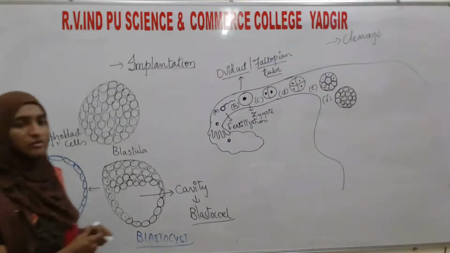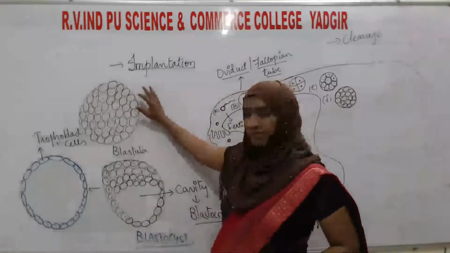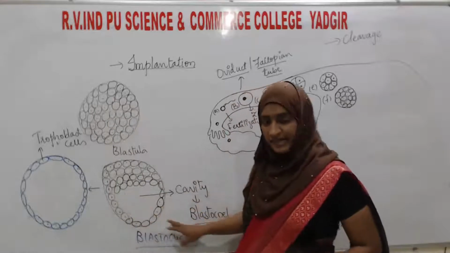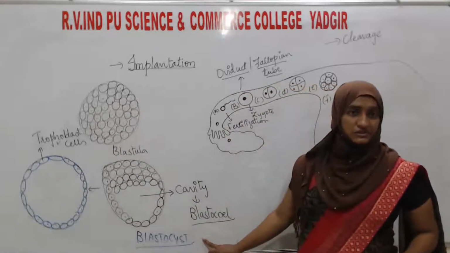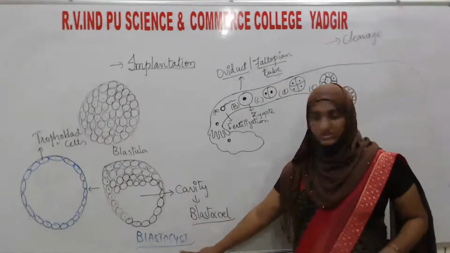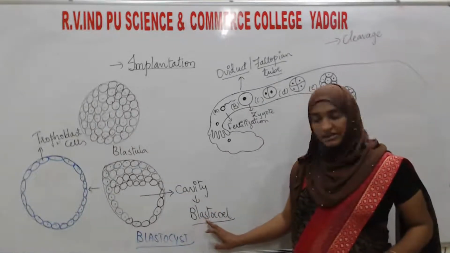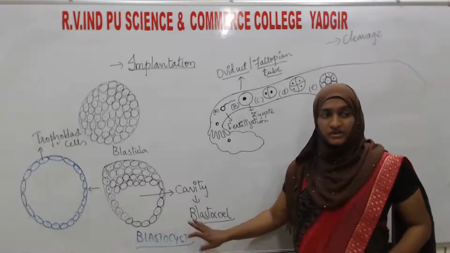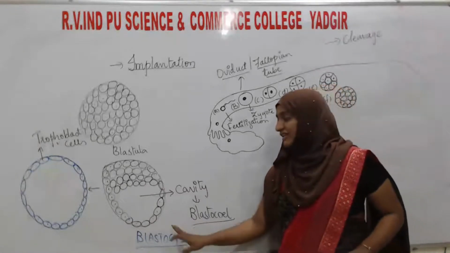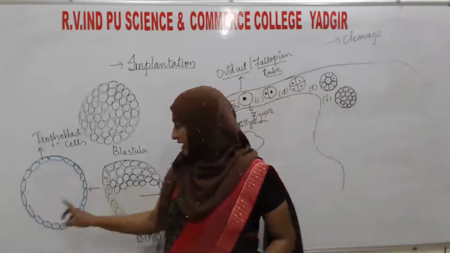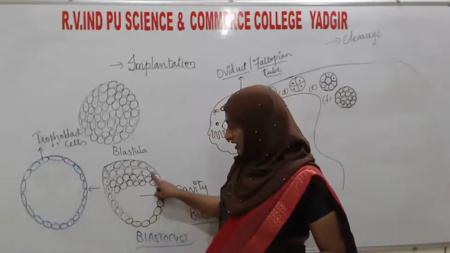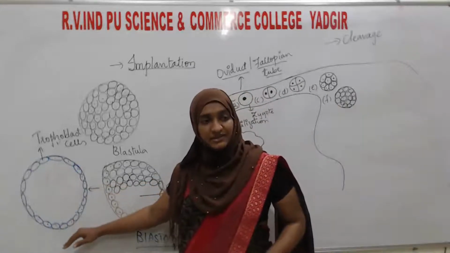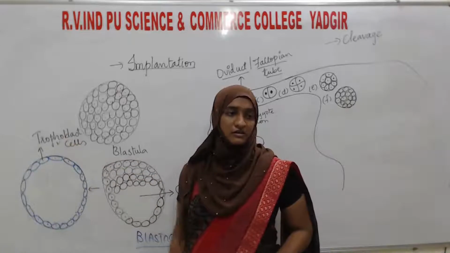Okay, what are these cells known as? See here, this is the blastula. Among the cells, they will arrange themselves to form a cavity, and that cavity is known as the blastocoel, and that structure is known as the blastocyst. After the formation of the blastocyst, the cells will arrange themselves, and the cells which are surrounding the blastocyst will become totally flattened, and those flattened cells are known as the trophoblast cells.